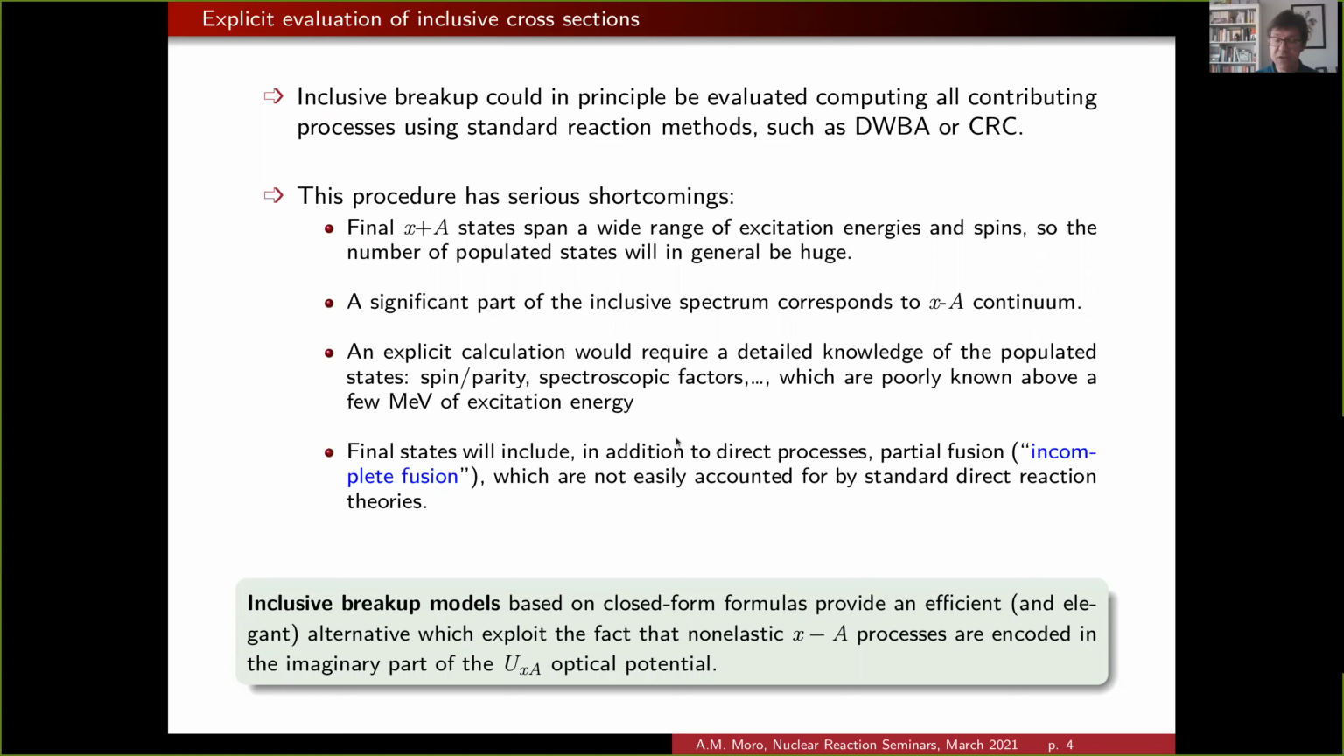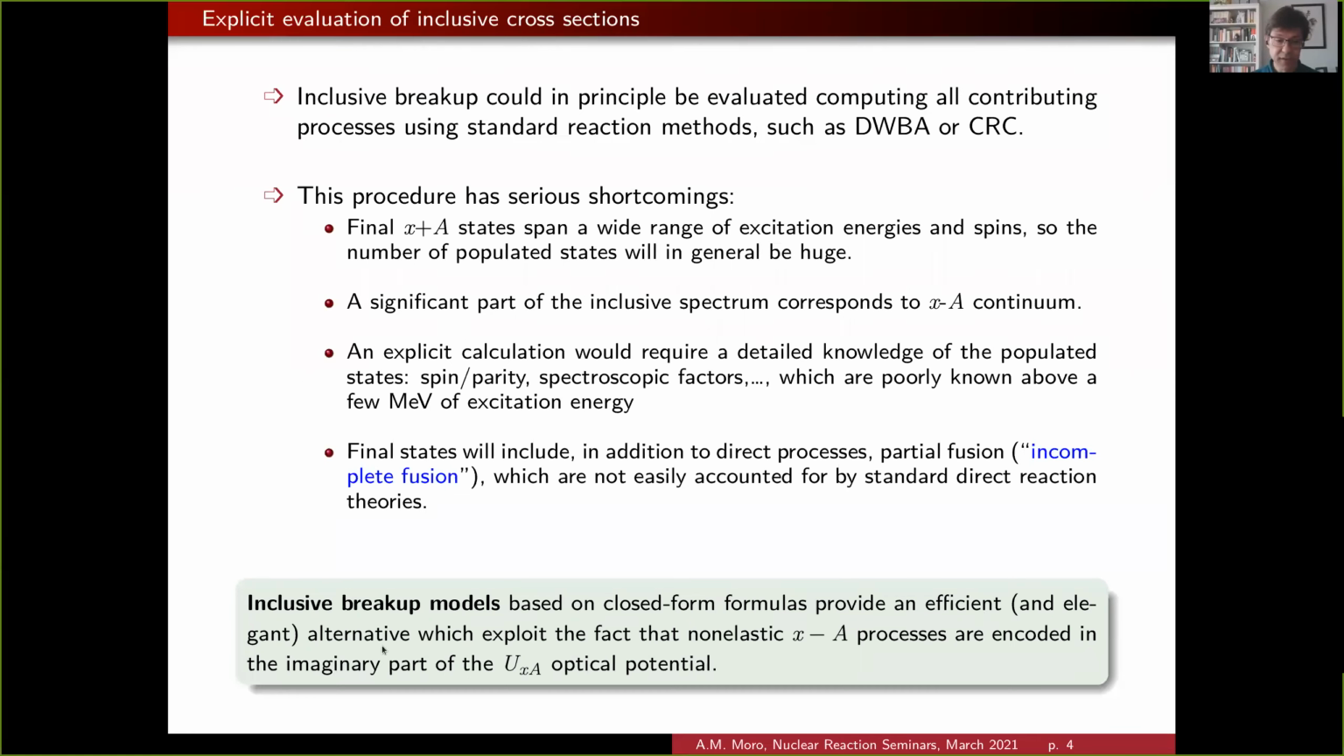Finally, another limitation is that in addition to the direct processes, so for example, the target excitation or the one particle transfer, we may have processes that we may call partial fusion or incomplete fusion that are not easily taken into account by these standard theories, because these theories are designed, are thought for direct reactions. So we have all these complications if we try to solve the problem by including explicitly all this.